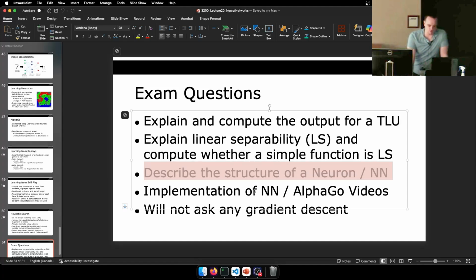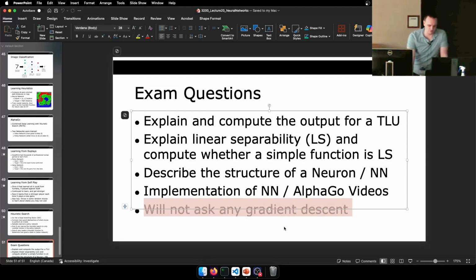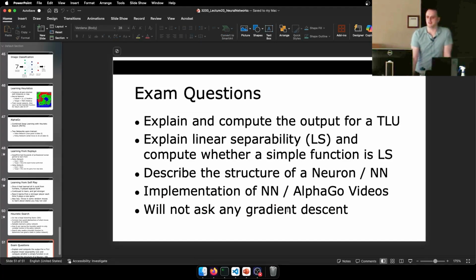Describe the structure of a neuron or a neural network. The implementation of the neural network and AlphaGo videos. Those can be questions on the final. I will not ask any of the mathematics of gradient descent, but there could be a question on the general theory of what is backpropagation and what is it doing.